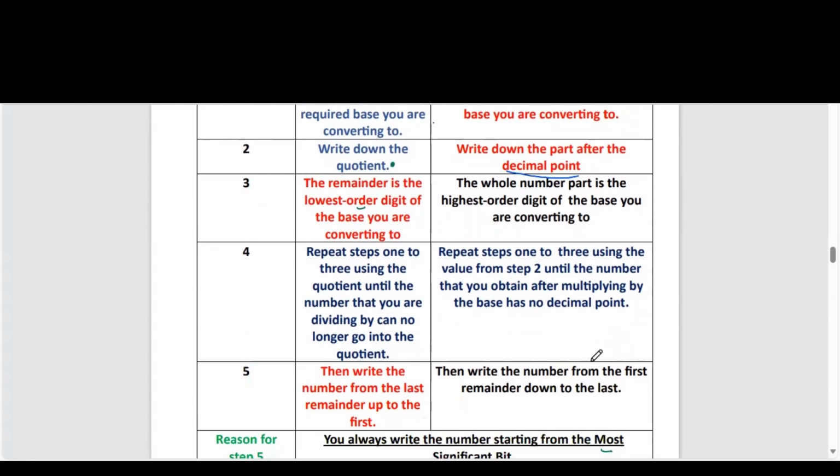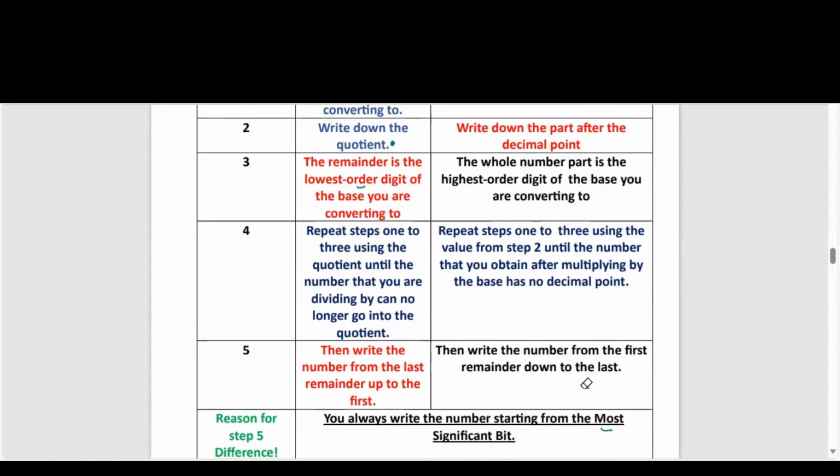As I said before, you stop when there's nothing after the decimal point, when it goes to 0. That's how you know to stop, because 0 times anything is 0 and you would just keep getting 0. Then you write the number from the first remainder down to the last. It's kind of inverted: the whole number method goes from the last remainder to the top, while this one goes from the first to the last, so it's flipped.